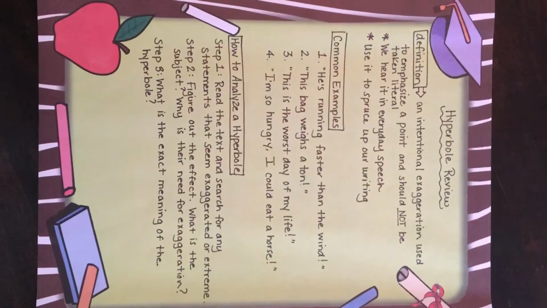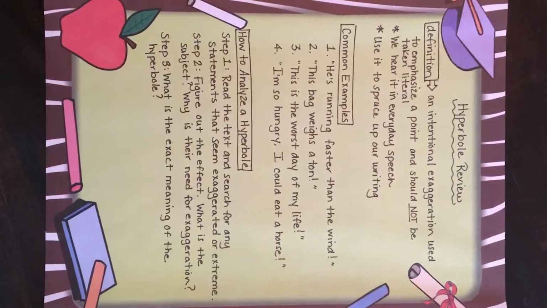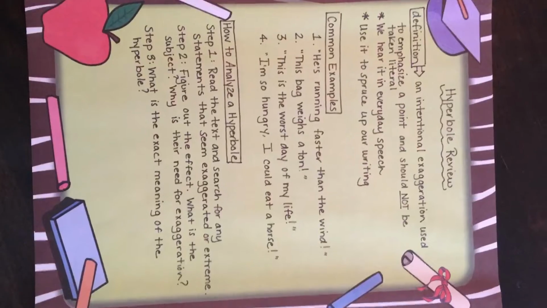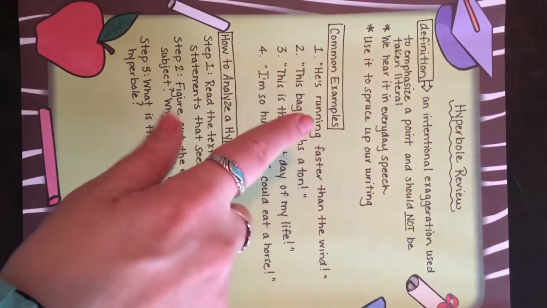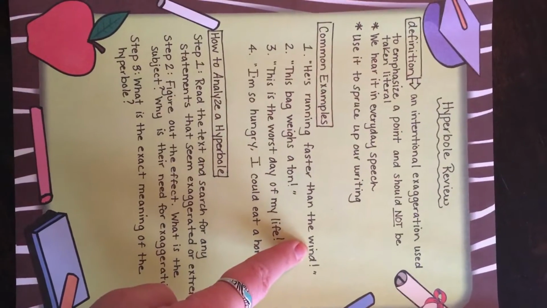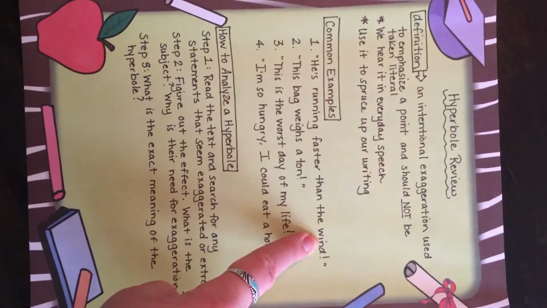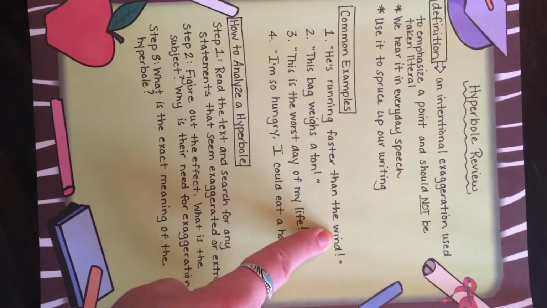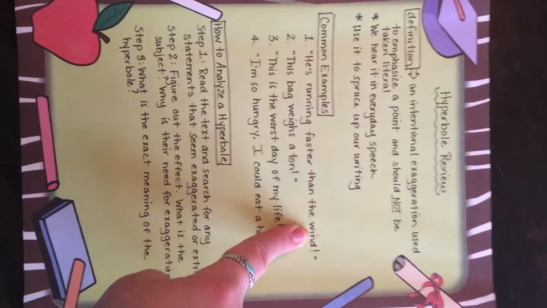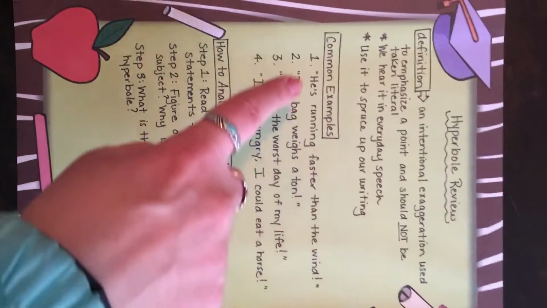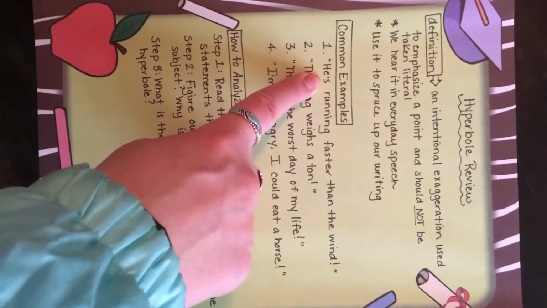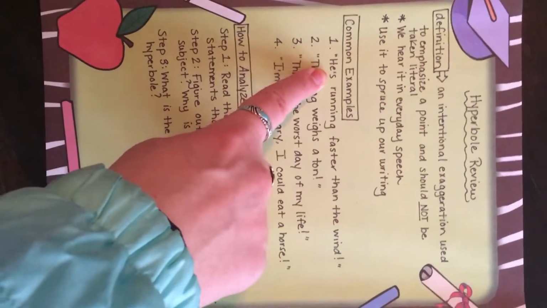In step 3, what is the exact meaning of the hyperbole being used? What's the literal meaning and what's the figurative meaning? The figurative statement is he's running faster than the wind. The literal meaning is he's just really fast and there's no other way to describe that. He's faster than the wind. I'm acknowledging that the wind moves very fast and that this person obviously is not as fast as the wind, but he's very fast in general. Maybe she's a really quick runner.